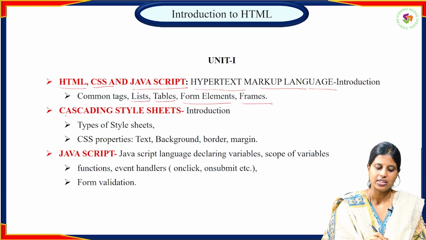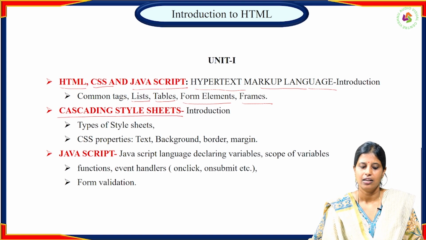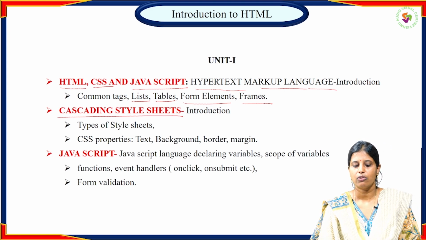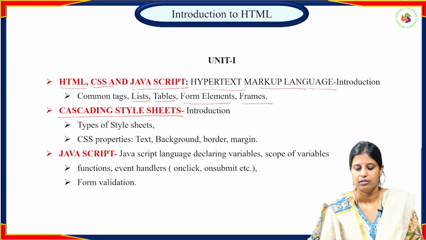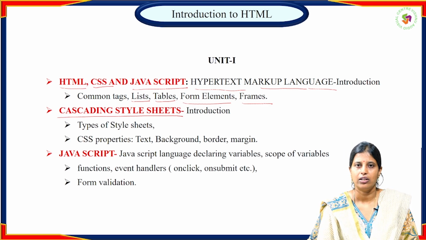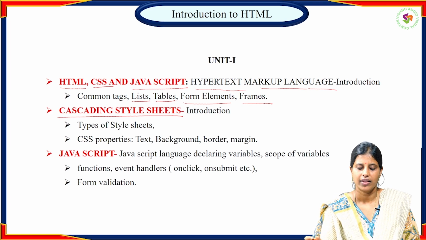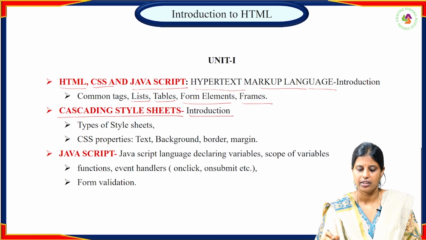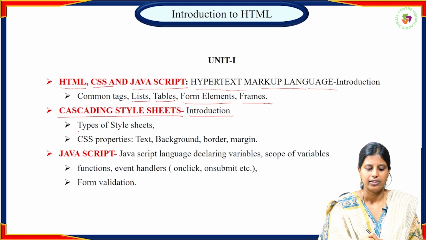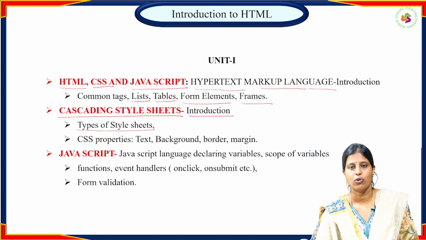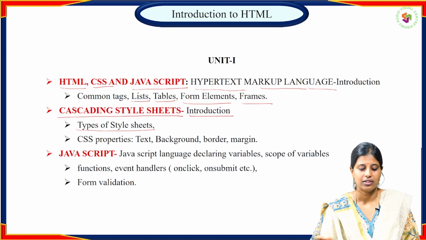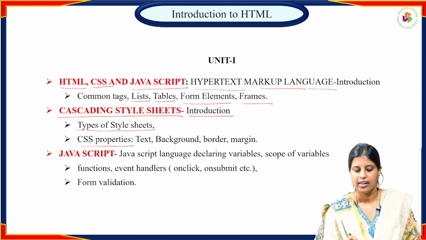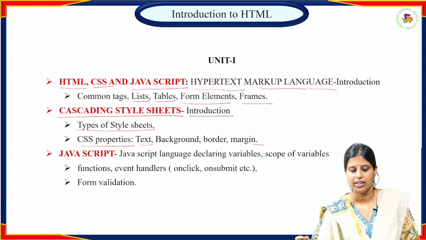And coming to CSS, that is nothing but cascading style sheets. So with this, in the first part of Unit 1, they will understand what the common tags are. With that, they will develop static web pages, and if they want to add color to the web pages, they need to learn cascading style sheets, the basic introduction to CSS and the types of style sheets. And also if they want to add properties to the sheets, they can go with CSS properties, like text, background, border, margin, etc.